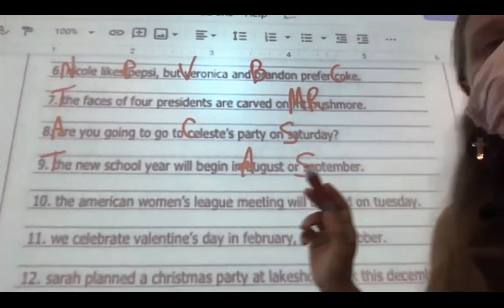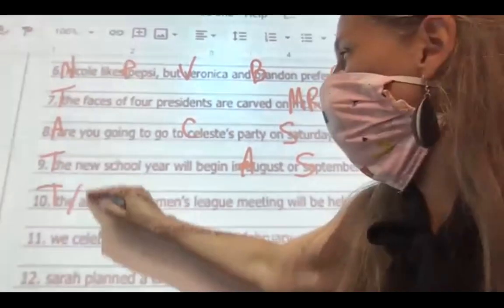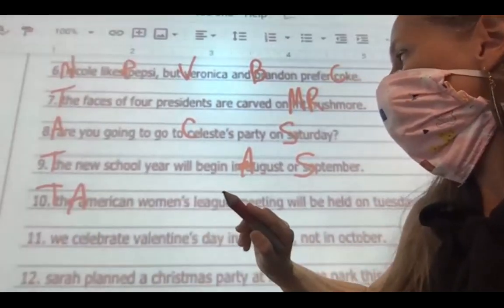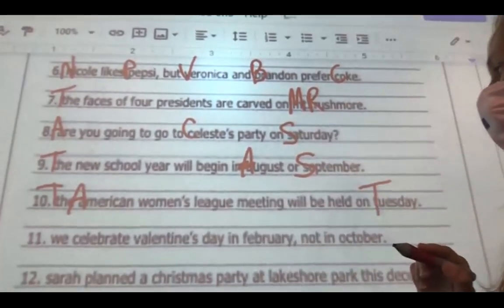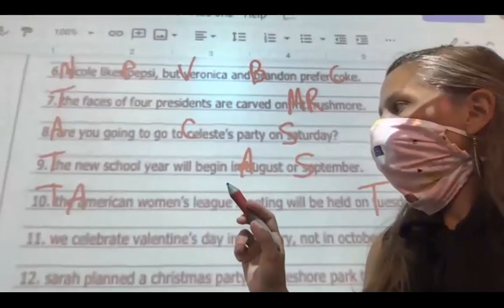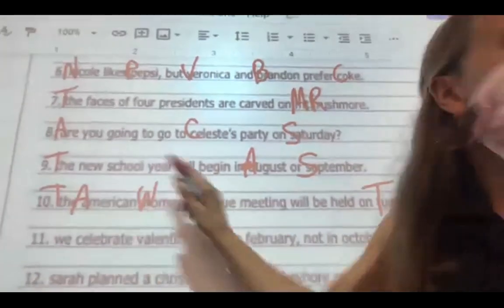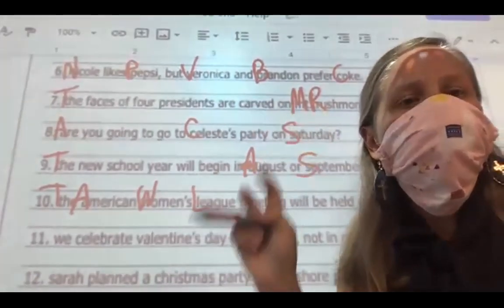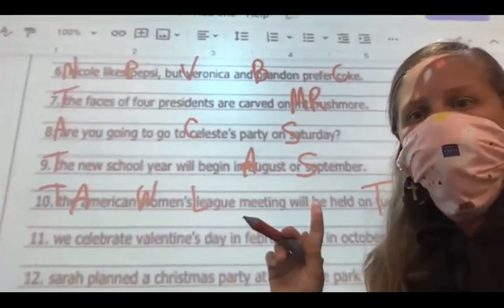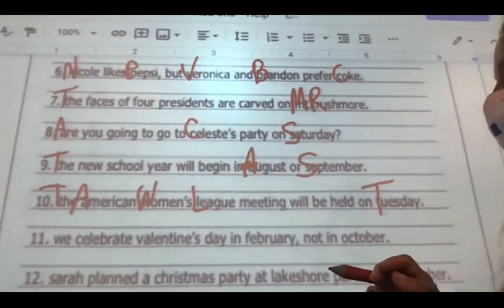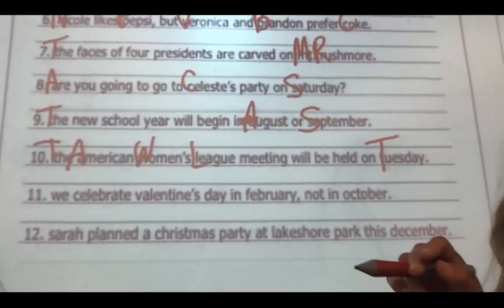Reuben. Good. Okay, two more. The W and the L, yes. The American Women's League is a specific organization. There's one, American Women's League. So it is capitalized. We celebrate Valentine's Day in February, not in October.